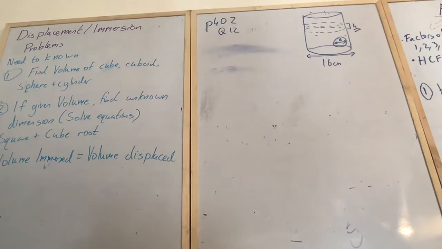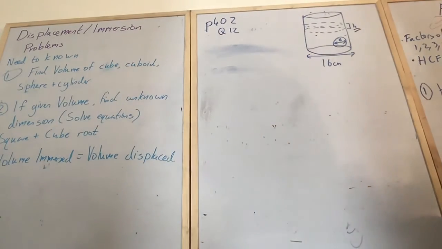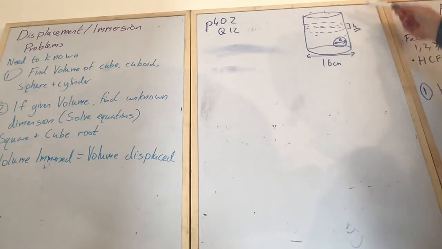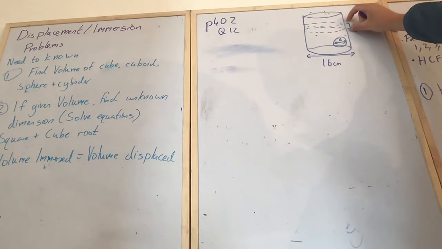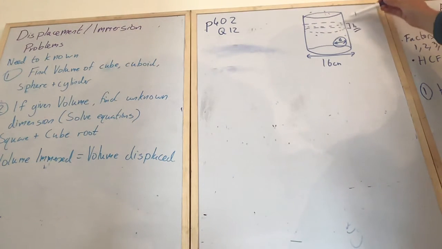In today's short video, we're going to look at displacement and immersion problems. So a displacement and immersion problem is where we have one shape and it is put into a bigger shape, and due to that being put in, it's covered in water, the level of water will increase.